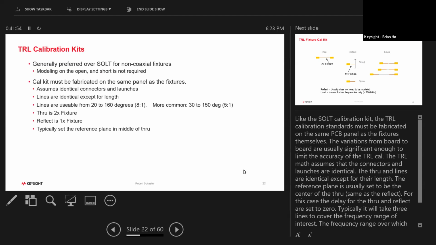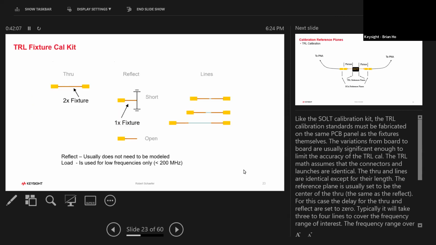Another one is TRL, through, reflect, and lines. It's usually a more suggested way of doing this, where we have multiple calibration throughs. We have what's called a 2x through, where we can measure and divide that in half mathematically to figure out a through. We also have a short and open and different lines of length. The different lines of length will be measured, and from that measurement, we'll deduce the fixture.